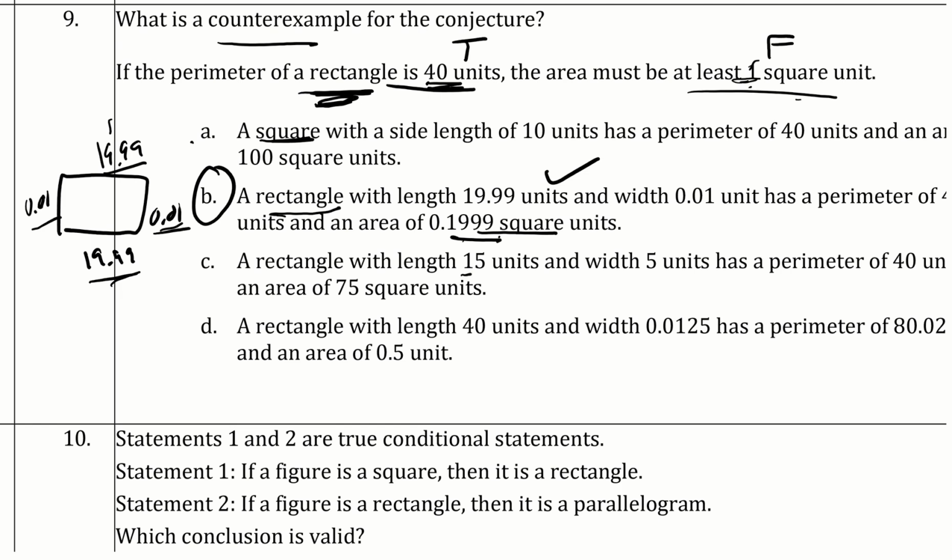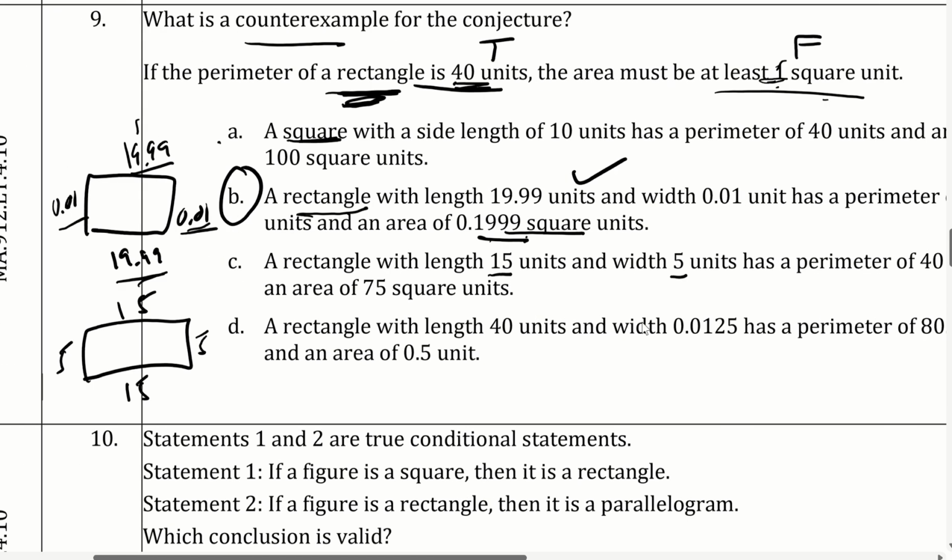Now, if you look at the next one, it says the length is 15 and the width is 5. So let's check to see why that one's not true. So guys, if that's 15, then it's going to be 15, 15, 5, and 5. So this gives me a perimeter of 40. If I add up these 4, I get 40. However, if I multiply 15 times 5, that gives me an area of 75, but 75 is at least 1, right? At least 1 means greater than or equal to 1. So that means this is false because 75 is bigger than 1. All right, so that's why you can't choose that.